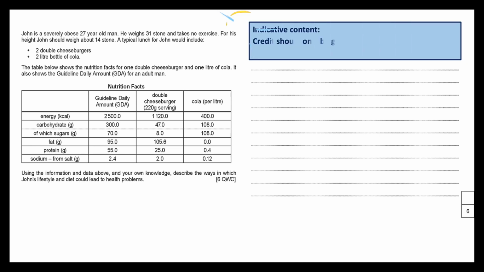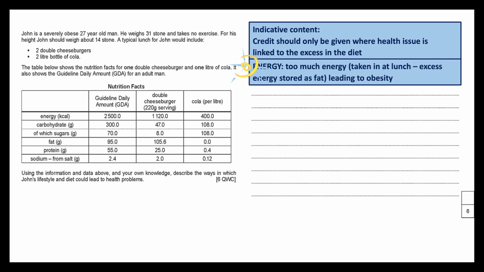Now let's look at the indicative content. Here, the health issue must be linked to the excess in the diet in order for you to gain any credit. You must refer to energy and explain that too much energy taken in at lunchtime would be stored as fat and that would lead to obesity.